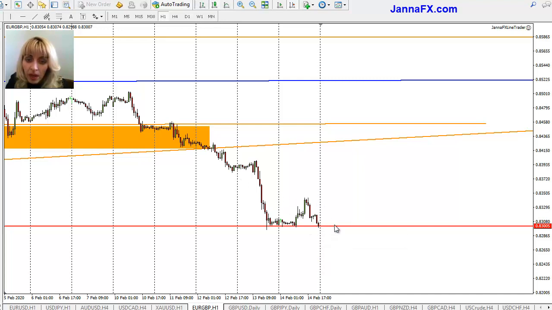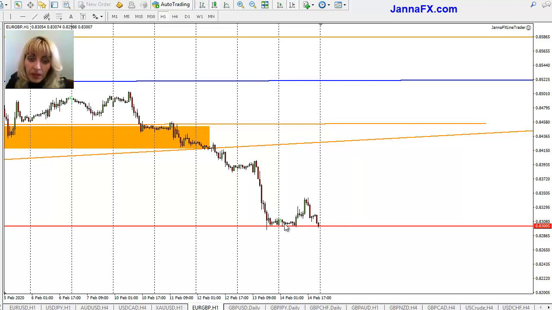So you see, look, a little bit of a double bottom. If it holds here, then again it will show us a bit of a correction and maybe go back into this area. But it depends what the news is going to be for pound also. So that's why I'm not sure about placing the orders at this point for euro pound. Maybe just wait a little bit, watch it, and see what's going to happen.